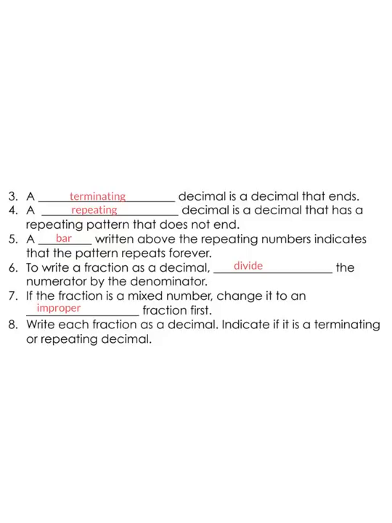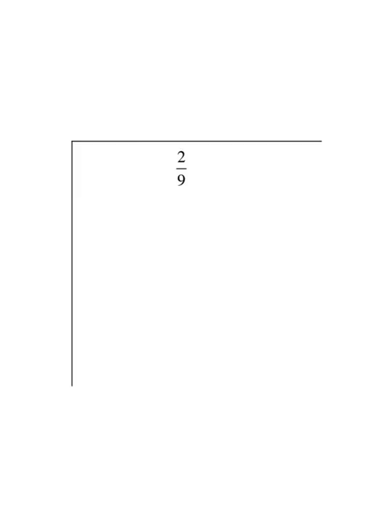Write each fraction as a decimal. Indicate if it is a terminating or repeating decimal. We are going to be doing these two examples together. Our first example is a fraction, 2 divided by 9. So we are going to do long division to find out if our decimal is a terminating or a repeating decimal. Let's begin by setting up our long division.